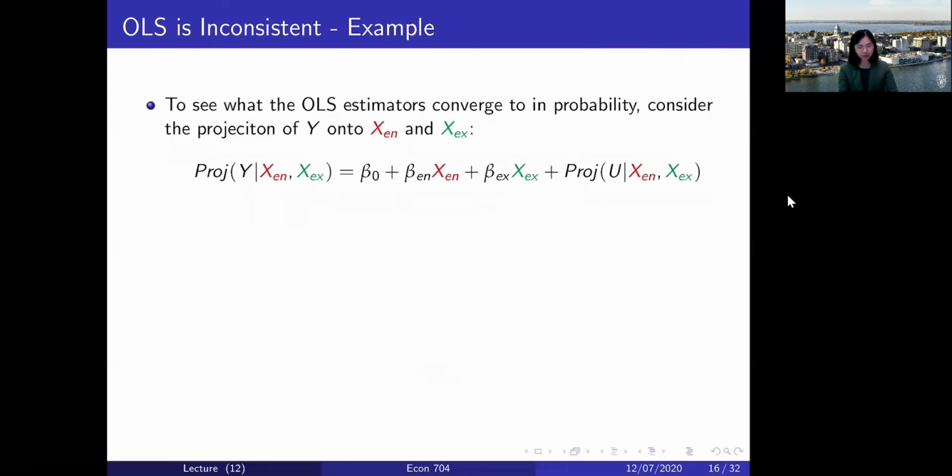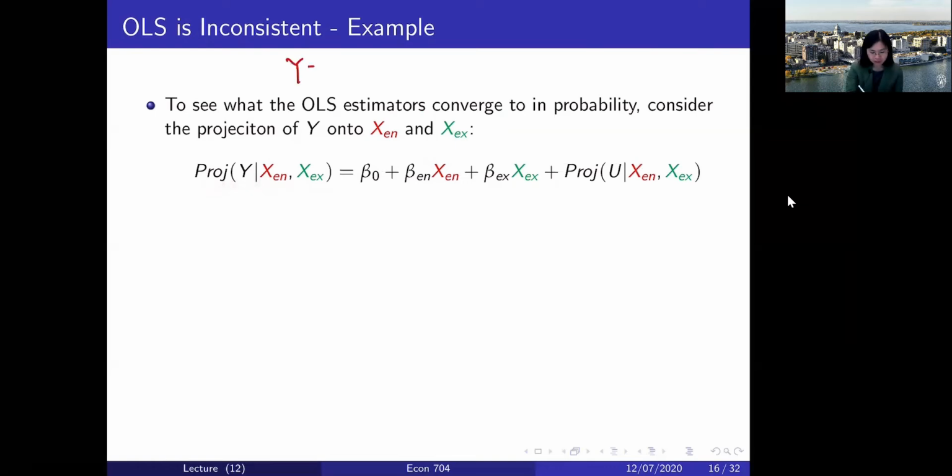In order to know what the OLS estimators converge to in probability, we're going to consider the projection of Y on these two variables. So why do we consider projection? Because we know the projection coefficients are the probability limit of the OLS estimators. Okay, the OLS estimator always consistently estimates the projection. So we study the projection of Y on XEN and XEX.